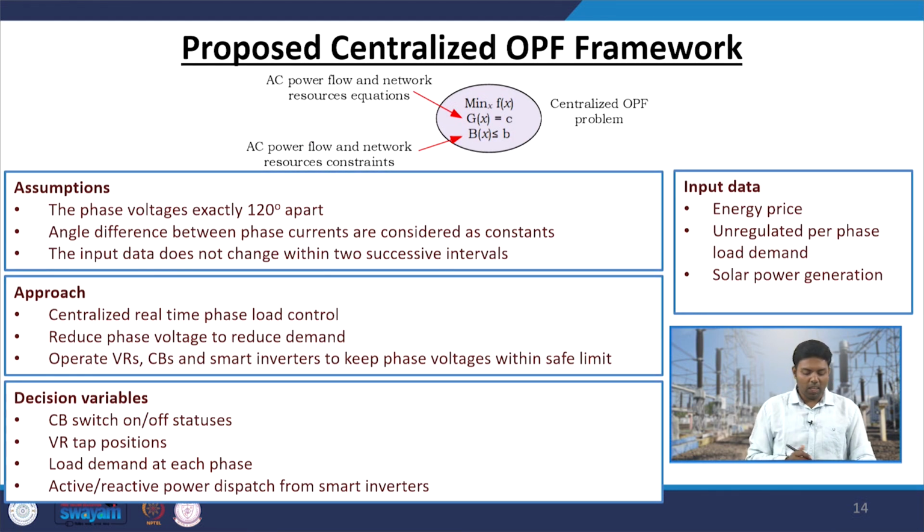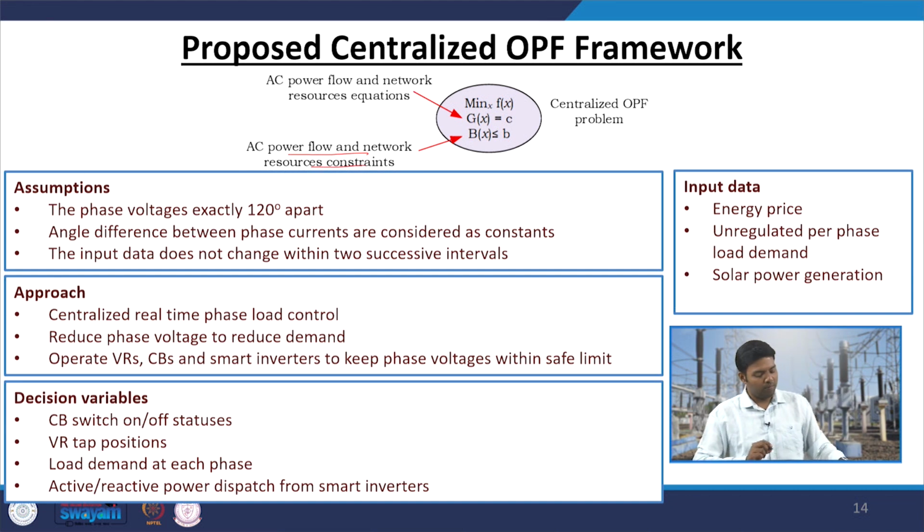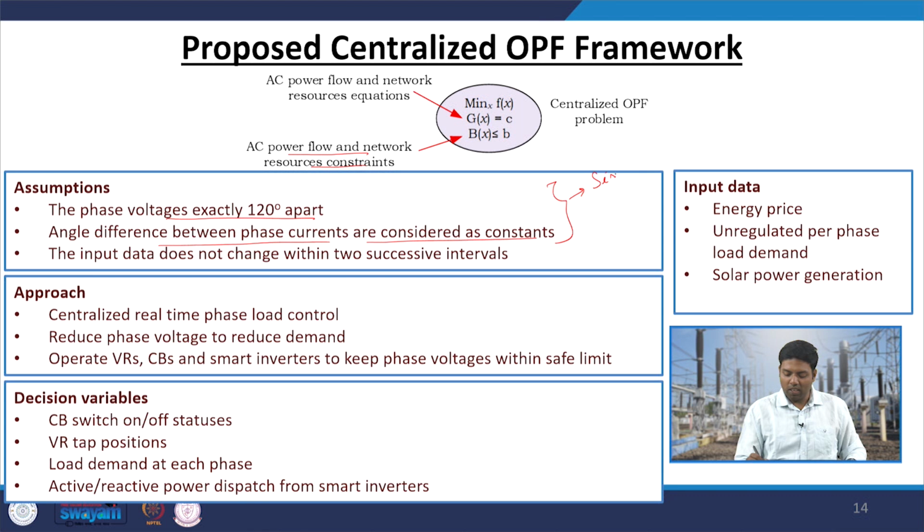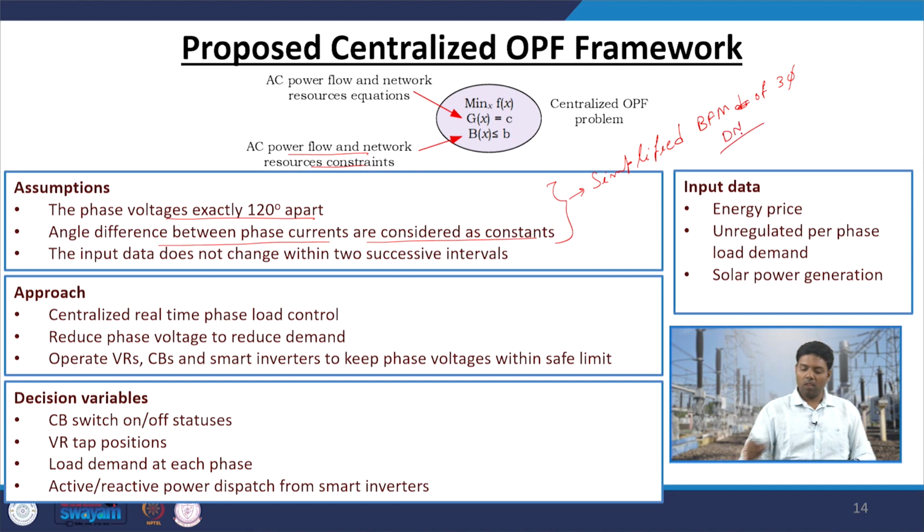The problem says that you have to minimize a certain objective, and we will come to that objective, with the AC power flow equation. We are following the AC 3-phase power flow equation. The assumptions are that the phases are perfectly 120 degrees apart, and the angle difference between phase currents is considered to be constant. So, actually we are using the simplified BFM model of the 3-phase distribution network. Okay.